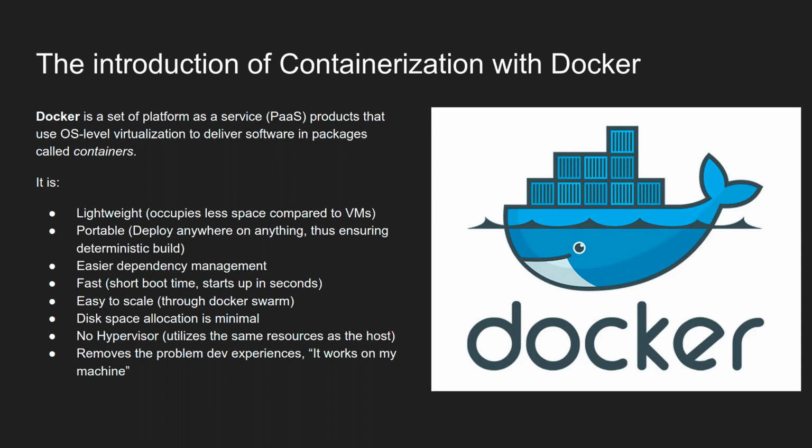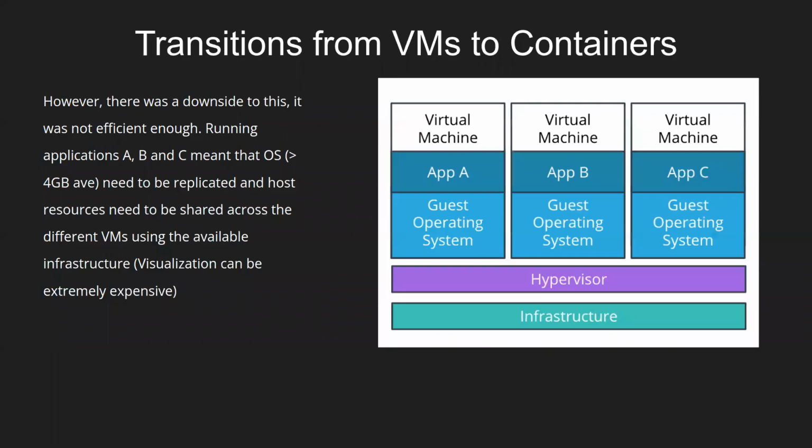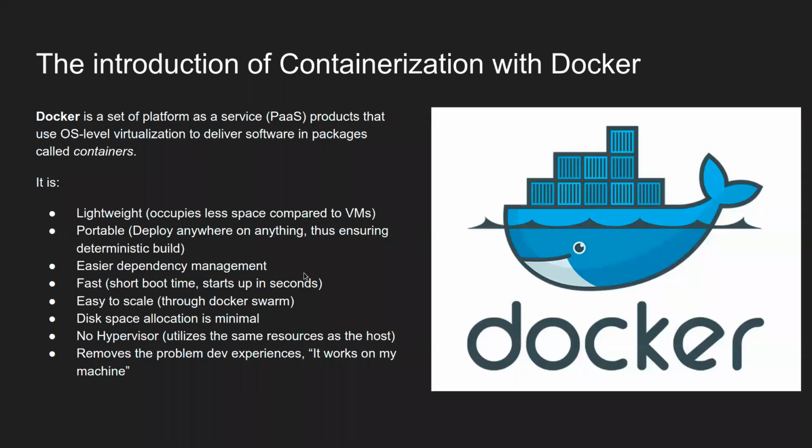that uses operating system level virtualization. This simply means that it doesn't use the hypervisor. The hypervisor just sits between your infrastructure and your virtual machine. So this is the thing that manages your virtual machine and resources. So in essence, Docker doesn't use a hypervisor.